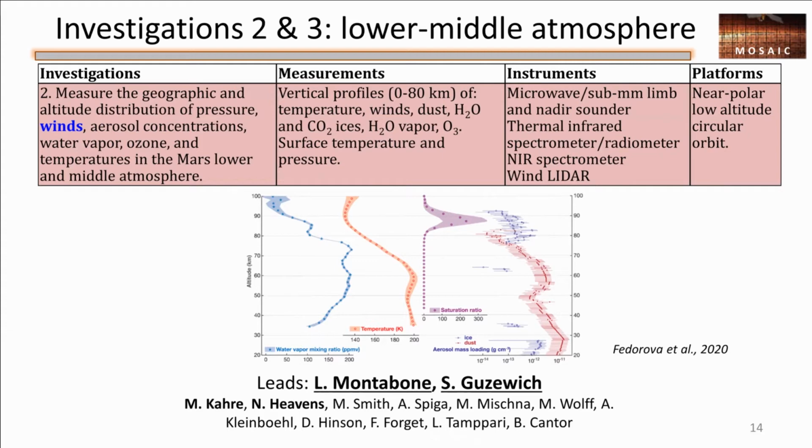So here, the important measurements that we're going to be making are vertical profiles of temperature, winds, dust, both water and CO2 ices, and water vapor, ozone, and other trace gases, and also surface temperature and pressure. And for this, the instruments are LIDARs, submillimeters, sounders, a thermal infrared spectrometer, radiometer, and a near infrared spectrometer. And these all need to observe from a near polar, low altitude circular orbit. This is an example of several of these quantities shown from Trace Gas Orbiter data from a paper by Fedorova this year.